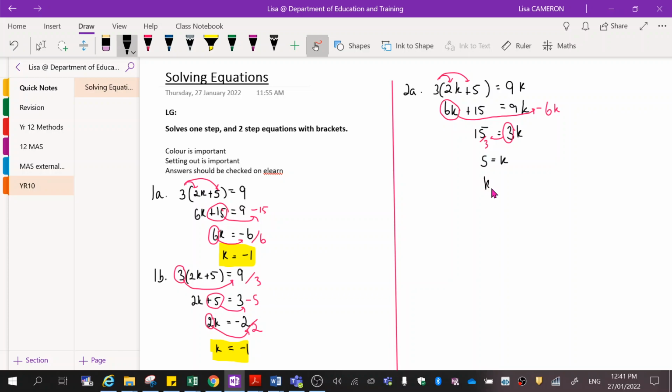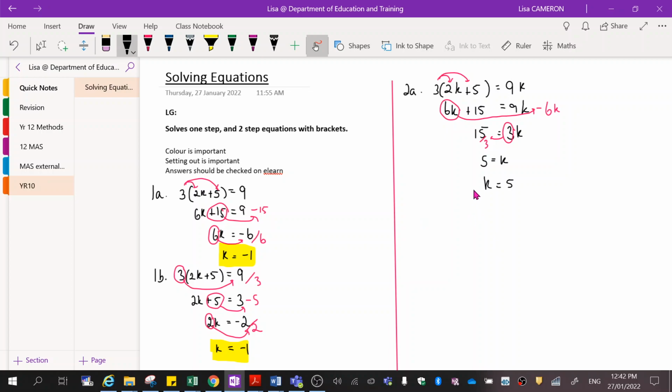Our last step is to put it on the other side. Now, if in an exam you don't do this, you just leave it like that, you're technically not wrong, but it's just like a semantic thing. In maths, we like to make sure that our setting out is always the variable on the left-hand side and our number on the right-hand side. Okay, so that question is completed.